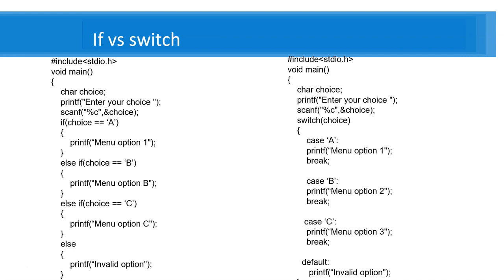Why is that the case? Let's assume you're entering a choice C. In case of if, it will check whether it is choice A, and then it will check choice B, and then it will get to choice C. But in case of switch, it will directly jump to case C. So you are avoiding two comparisons. So when you look at it from an execution, efficiency standpoint, switch is better than if. So this is a very, very important comparison usually asked in interviews.